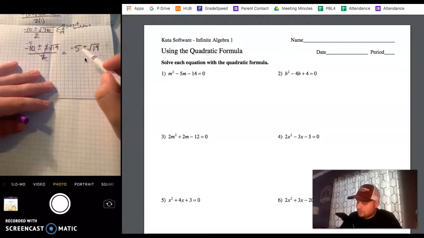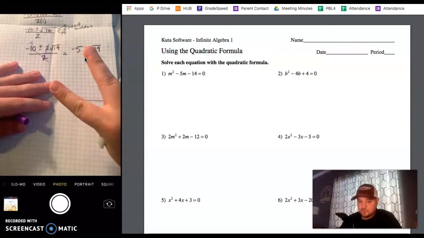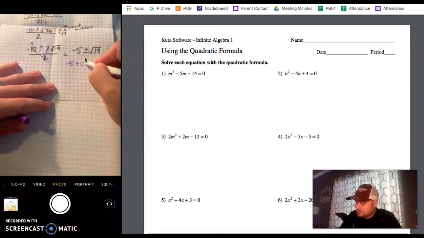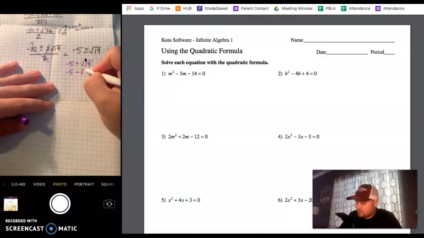Now this is technically correct, this is good, but I want to talk a little bit more about what to do with the plus or minus. This means that there are two answers, okay? One of our answers is negative 5 plus the square root of 19. And the other answer is negative 5 minus the square root of 19.